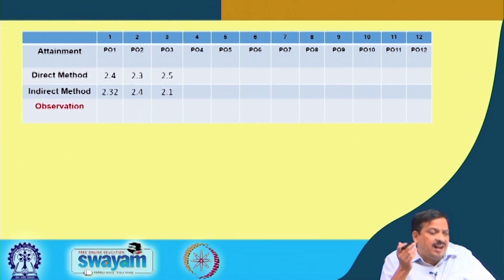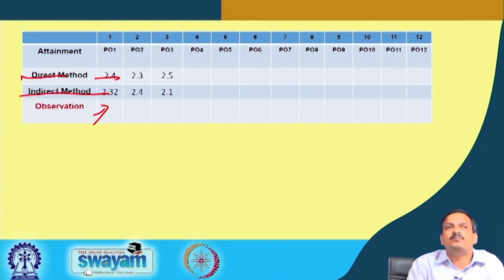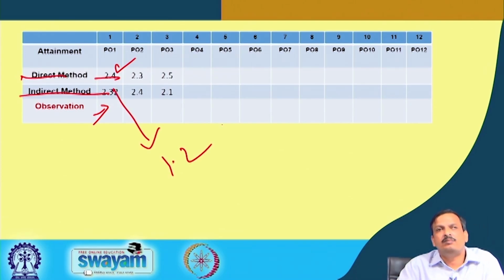So, I can summarize the attainment of PO 1 by direct method and indirect method, then find the observation and write down the observation. Suppose the direct method says 2.4 and the indirect method says 1.2. That means you are claiming that your assessment is as per the PO, CO, and that CO is perfectly matched with PO. But when you take the survey, you have to think, what do you mean by attainment?